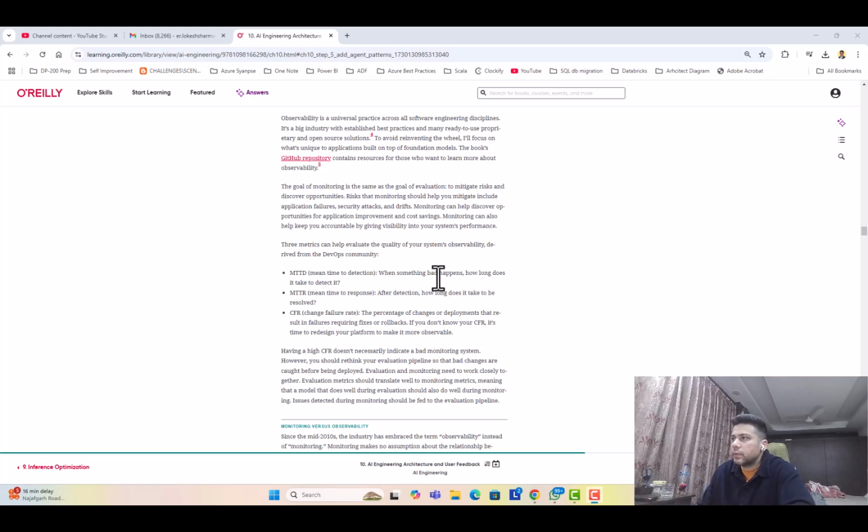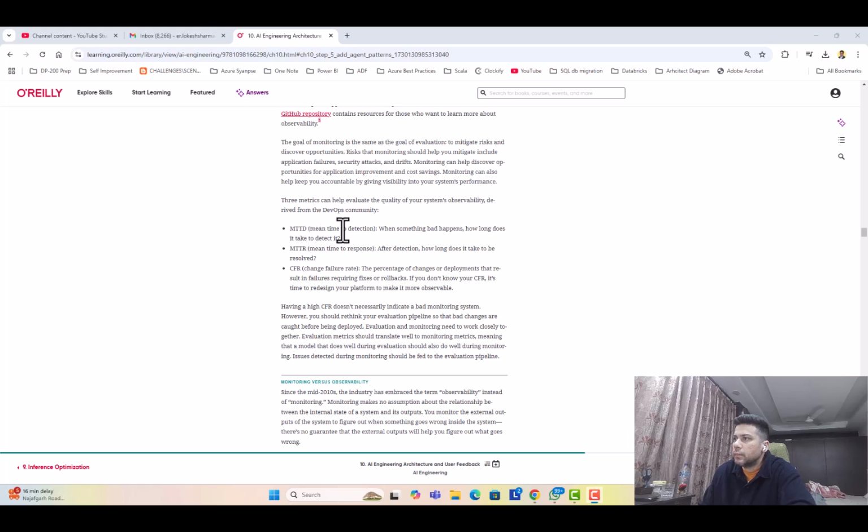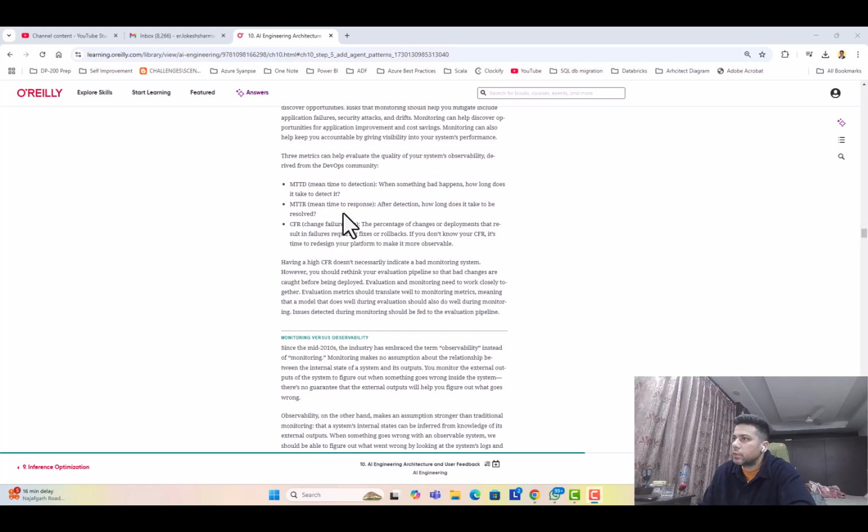Three metrics can help evaluate the quality of your system's observability. First is mean time to detection: when something bad happens, how long does it take to detect it? Mean time to response, self-explanatory. Change failure rate: the percentage of changes or deployments that result in failures, requiring fixes or rollbacks. If you don't know yours, it's time to redesign your platform to make it more observable.